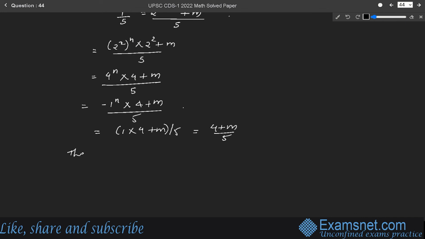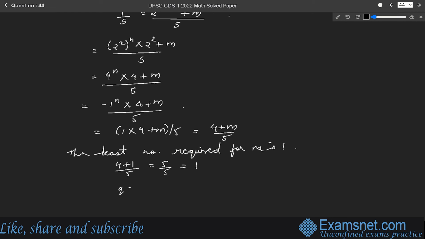We can also write this step: the least number required for m is 1. It means that (4 plus 1) upon 5 is equal to 5 upon 5, which is 1.